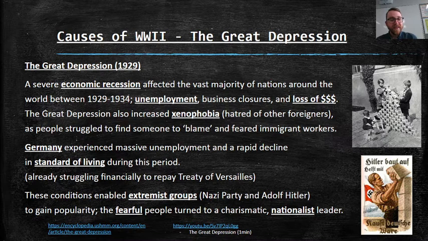Cool. The Great Depression affected the vast majority of the nations around the world between 1929 and 1934. I love this photo on the right here, where you've got these kids that are just playing in the backyard of their house or whatever with stacks of hundreds and hundreds of dollar bills because they were worthless. The money was worthless. That's what happened during the Great Depression. Anyone who had money didn't really have money, and anyone who didn't have money especially didn't have money.